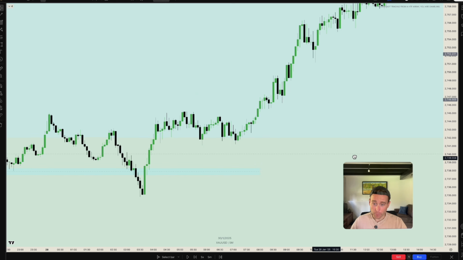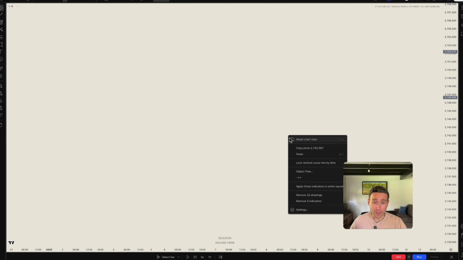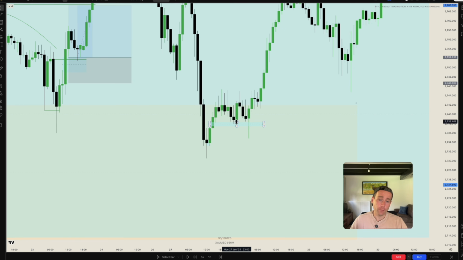There is no fair value gap here for entry. So in this price, I wouldn't have my entry from the 5 minutes, but you should have had your entry from the 1 hour right here. And if you miss this, that's totally fine.